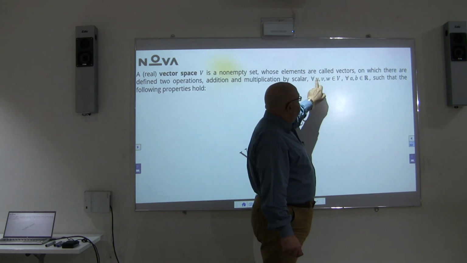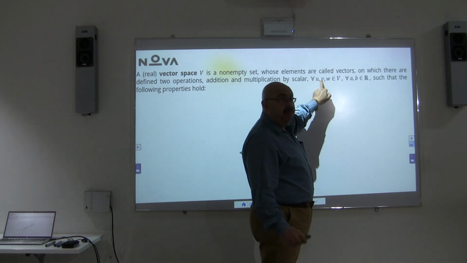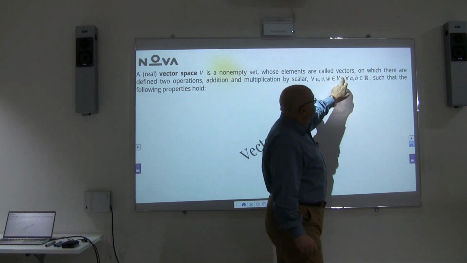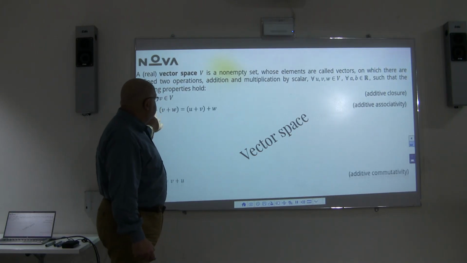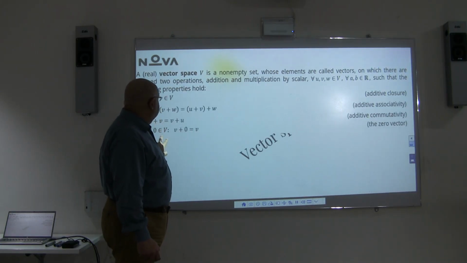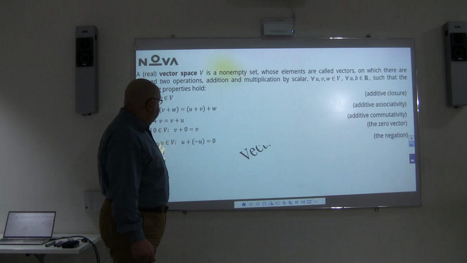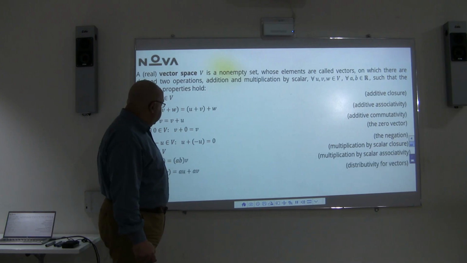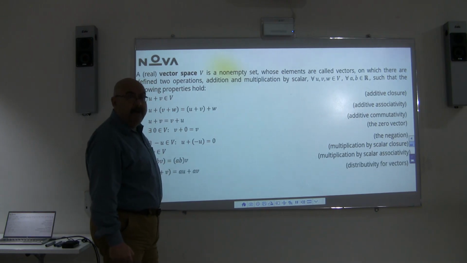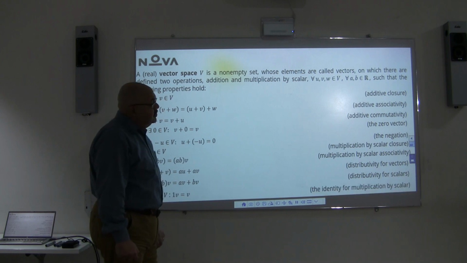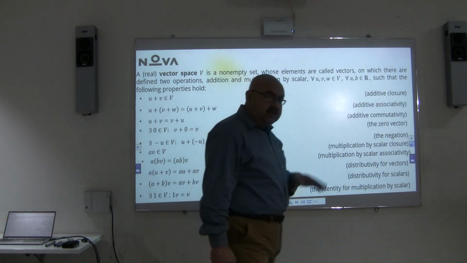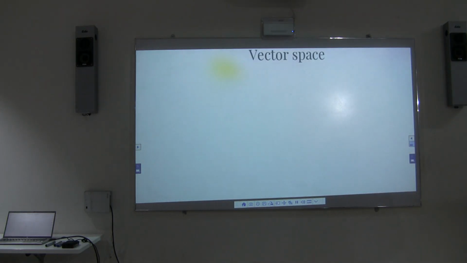So for every U, V, W, for every 3 vectors belonging to V, and for every a and b belonging to R, you will have the following: the addition, the distributivity, the commutativity, the addition of a 0 that exists, the addition of the inverse of the numbers, the multiplication by a scalar, the distribution on 2 numbers, the distribution of a constant number on 2 vectors, distribution of 2 scalar values on U and V, and the existence of 1. These are the 10 conditions that should be satisfied for anything to be a vector space.